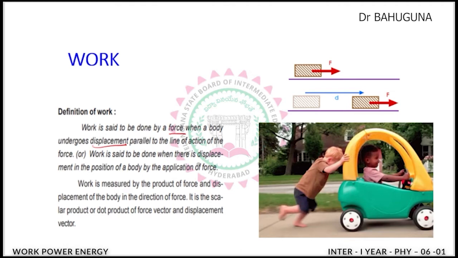The force and displacement are vector quantities, but the work is a scalar quantity. Very important question for 2 marks. So, even though force and displacement are vector quantities, work done is a scalar quantity. That is the beauty of these two physical quantities. It is called dot product. Here force and displacement are both in the same direction.